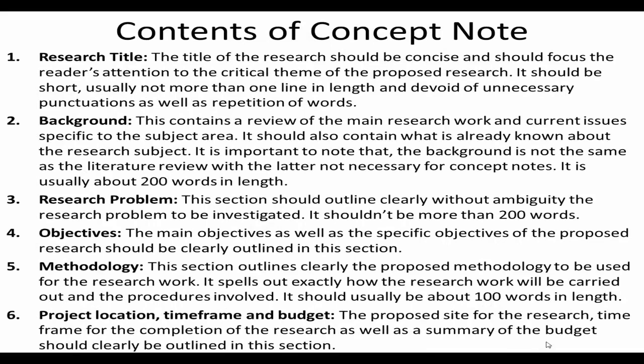Now, these are the contents of the different sections of a concept note. I said you don't have to have all of these as such in a concept note. The research title is usually one line, so that doesn't take space. The background and the research problem are often fused together. The objectives, as I said clearly, are broken into main objectives and specific objectives. And the methodology, the project location, time frame, and so on can also be combined.